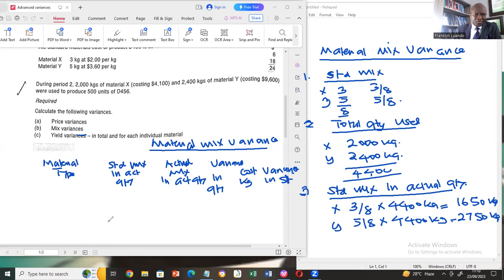We have material X. We have the standard quantity 1,650 and actual quantity 2,000. So the actual quantity is more than the standard, that is adverse. Adverse of 350, multiplied by the standard cost per kilo, which is 2. The total will be 700 adverse.